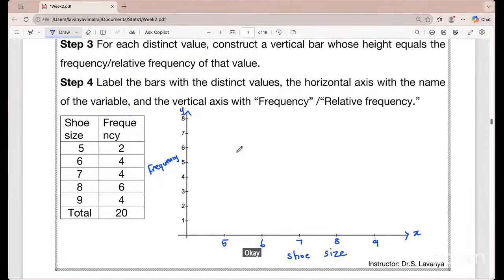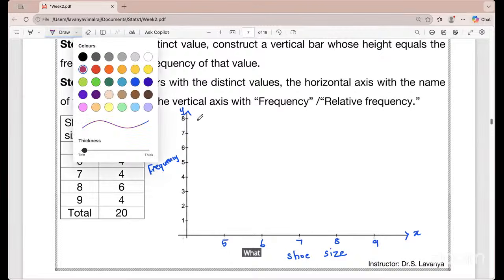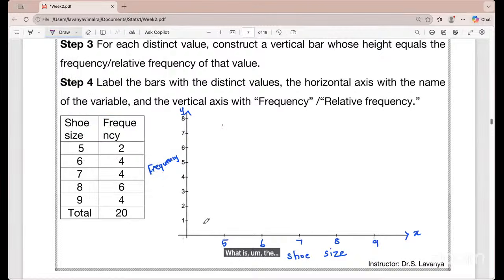Now we are going to see what the length of the bar is in each case. For 5, the length should be 2. So here you see the length is 2.